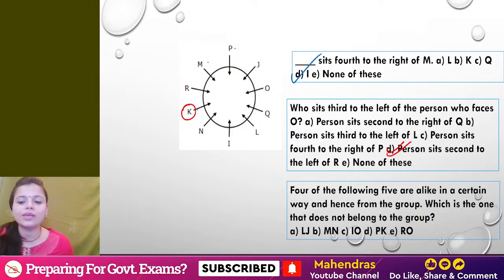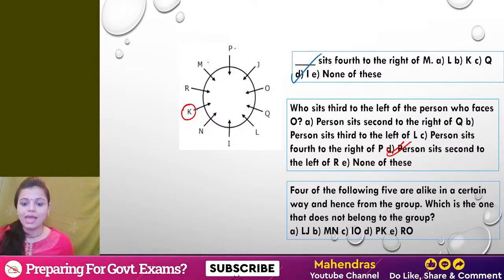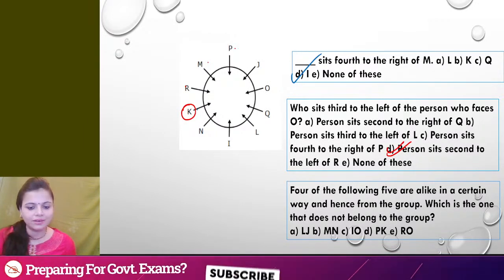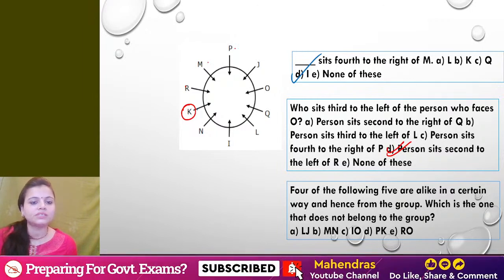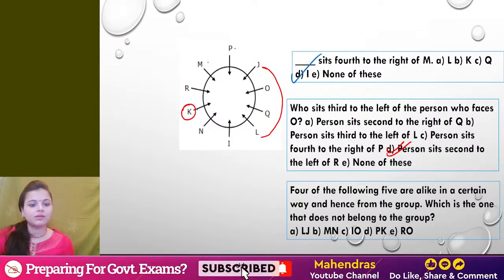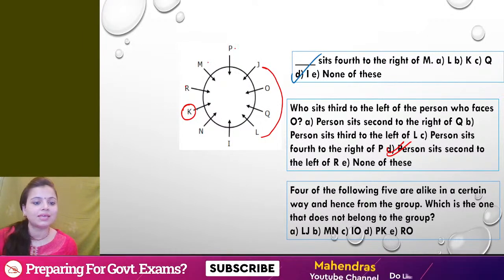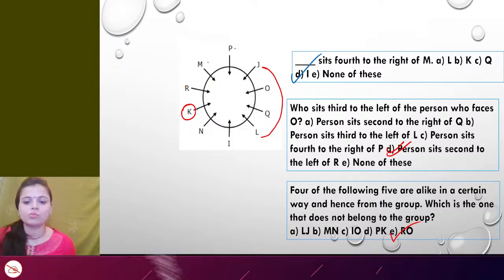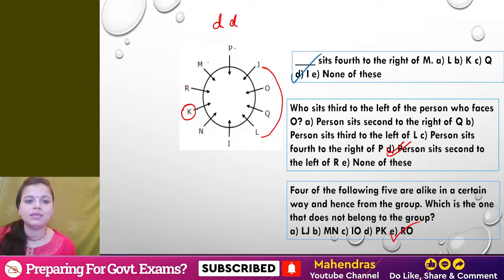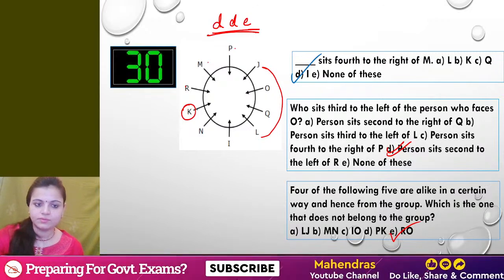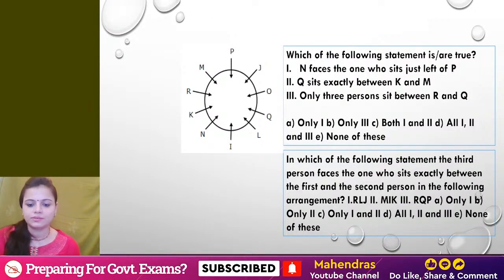Next, four of the following five are alike in a certain way and hence form the group. Which one does not belong to the group? So odd one out again. LJ means two persons between L and J. MN, two persons. IO, two persons. PK, two persons. RO, no, they are different. So option E. So the answers are D, D, E. Yes. Next.